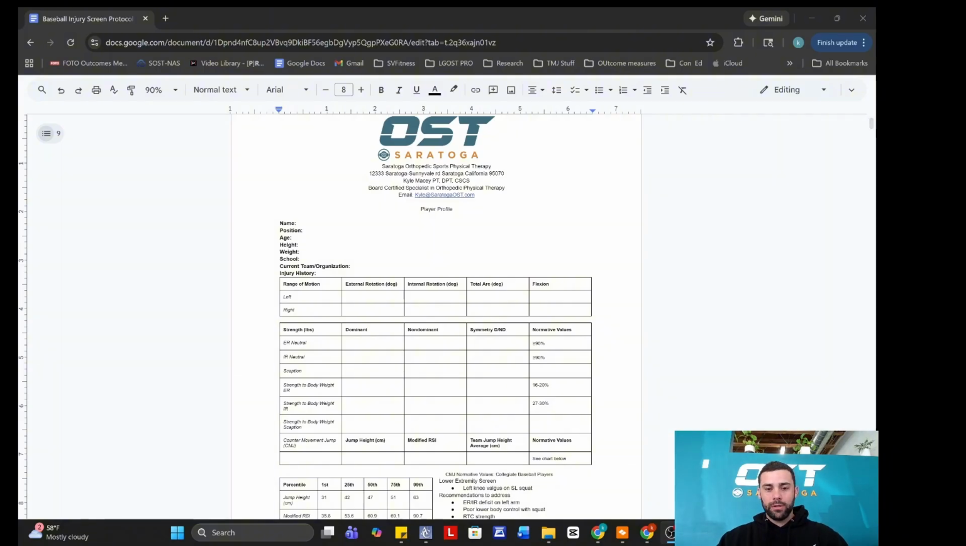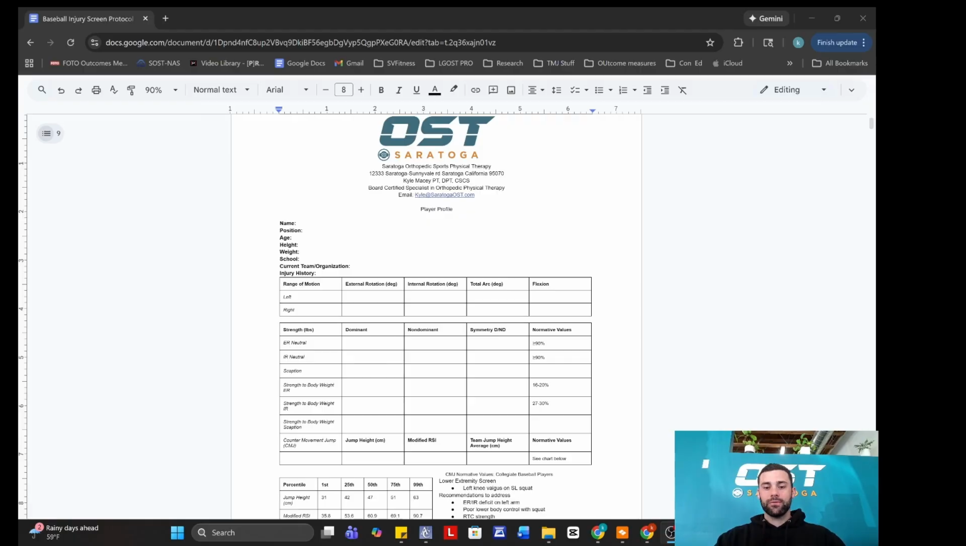I'm going to go over the individual parts of the screen as well as the individual metrics that will be recorded in these boxes here. The reason that we're conducting this screen is to identify performance deficits, physical asymmetries in regards to strength, movement patterns that may lead to future injury. Also, we conduct an injury history review, and if players have been previously injured, then we're able to look into that in a little bit more detail.